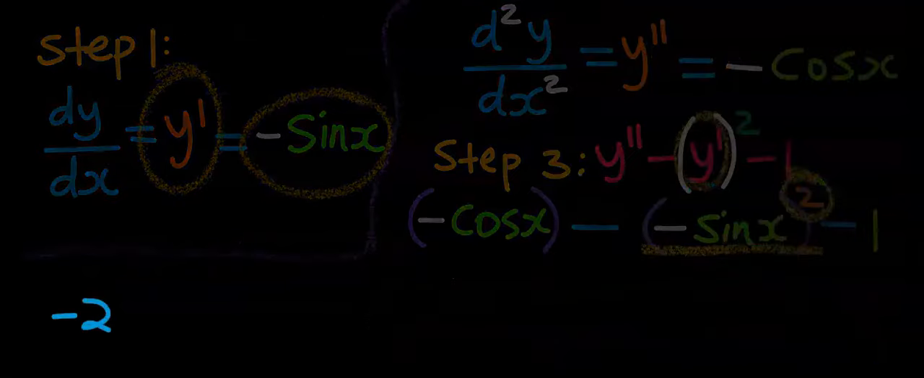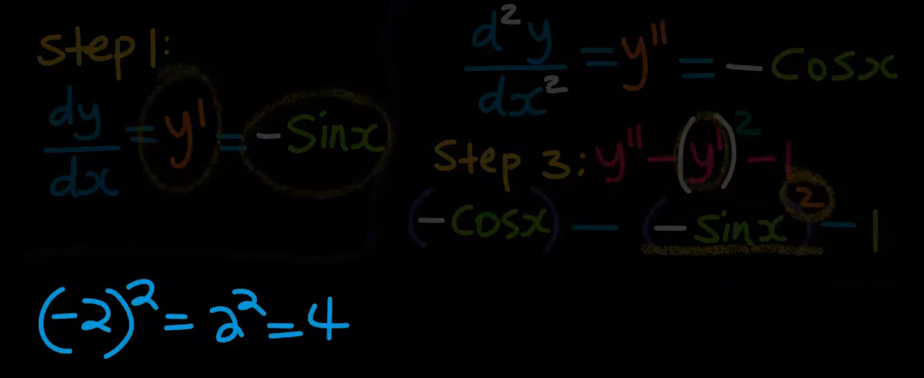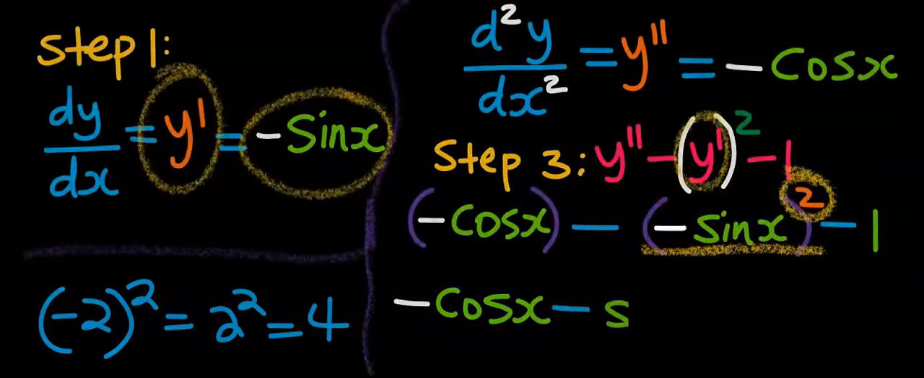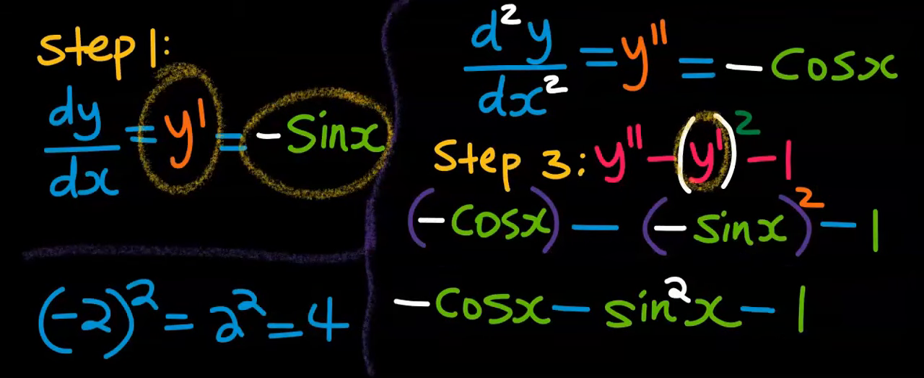Recall that minus 2 in bracket squared is the same thing as 2 squared. It is the same thing as 4. Hence, I can let out and I'm going to write it like this.